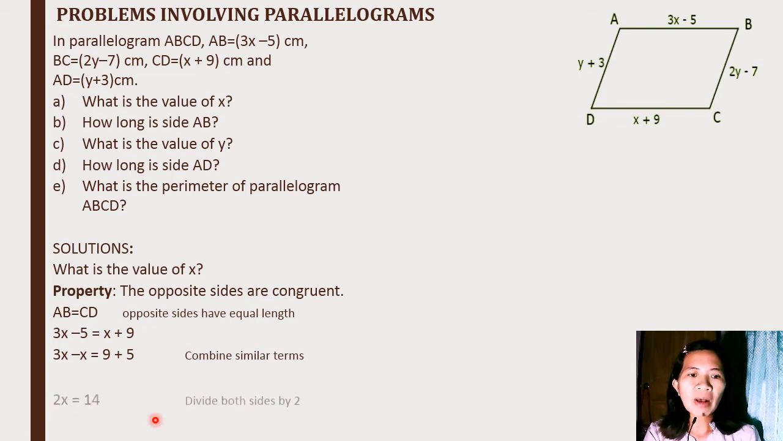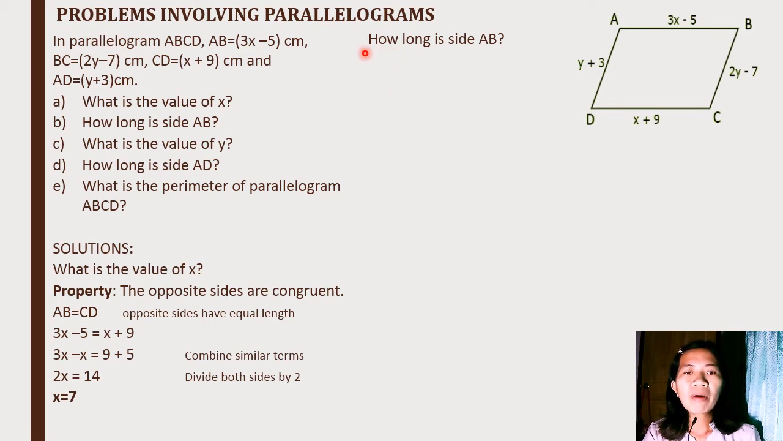So simplify. We have 3x minus x equals 2x, and then 9 plus 5 equals 14. Then after this, we are going to divide both sides by 2. So 2x divided by 2 will be x, and 14 divided by 2 is equal to 7. So we have the value of x is 7.